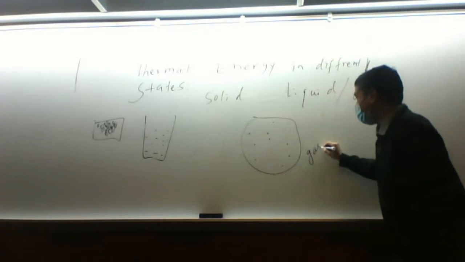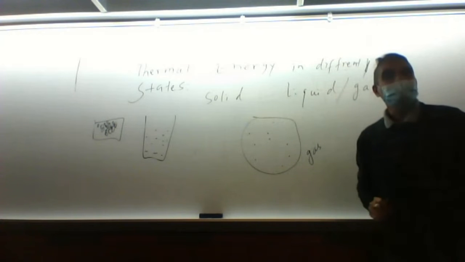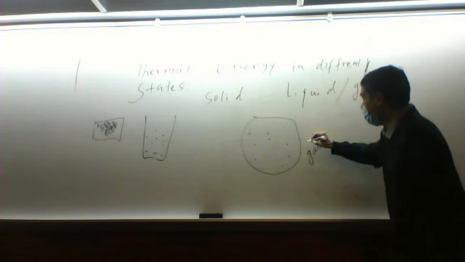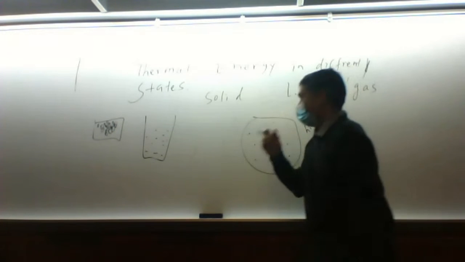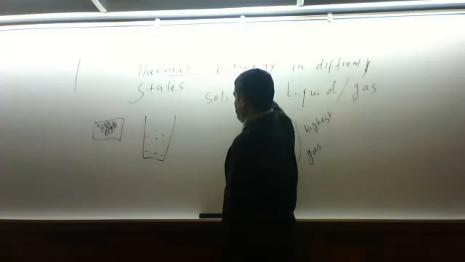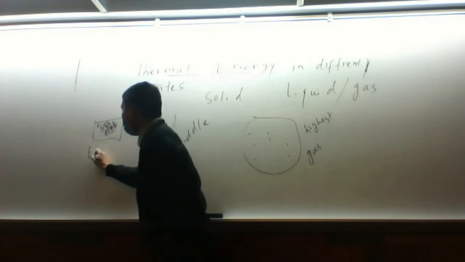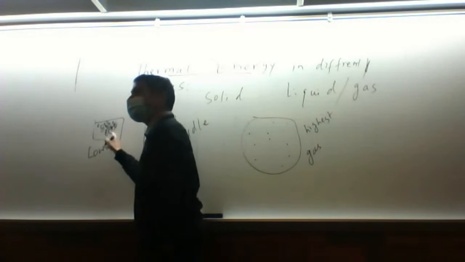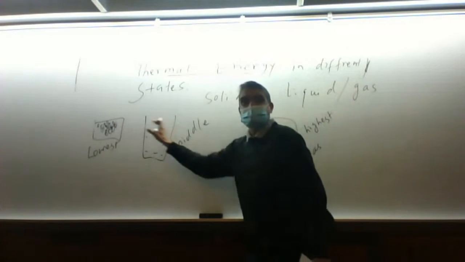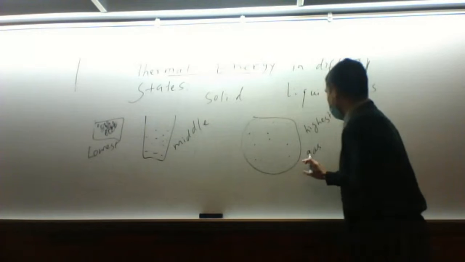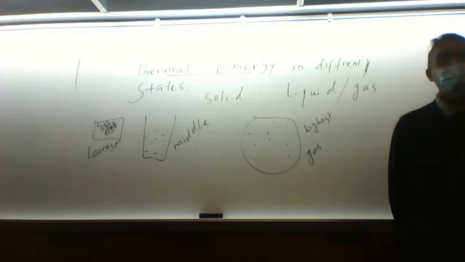In case of the gas, the particles are far away from each other, so they are moving very fast. So this is the highest thermal energy, in gas. This has a kind of middle, and this is the lowest thermal energy. So solid has the lowest thermal energy. Liquid has a kind of middle amount of thermal energy between the solid and gas, and the gas particles have the highest thermal energy. Yeah, make sense?